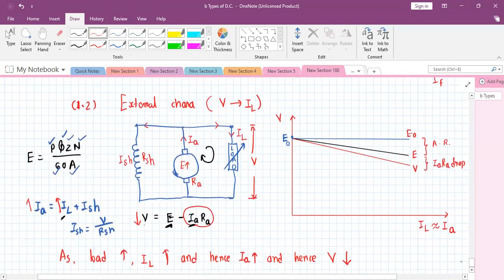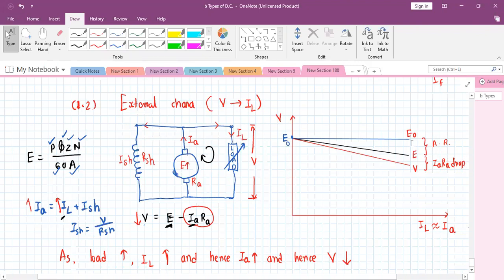Now see over here. E0 is the no load EMF. When you are not loading, the EMF is constant because you are not varying any load. So that is the straight line which I have shown with a blue line. Now what is E? E is the internal EMF.